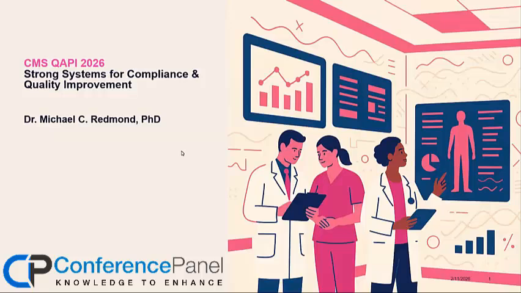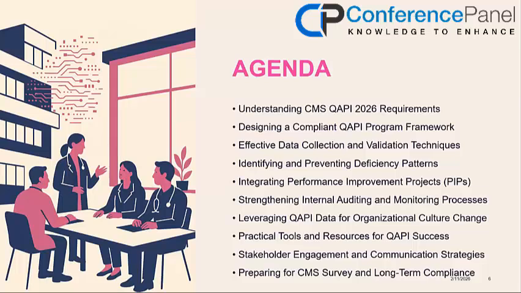Thanks so very much, Max. So today's topic, CMS QAPI 2026, Strong Systems for Compliance and Quality Improvement. We'll be covering the requirements, designing a compliant program, effective data collection and validation techniques, identifying and preventing deficiency patterns, integrating performance improvement projects, strengthening internal audit and monitoring processes, leveraging QAPI for data and organizational culture change, practical tools and resources, stakeholder engagement and communication strategies, and preparing for the survey and long-term compliance.